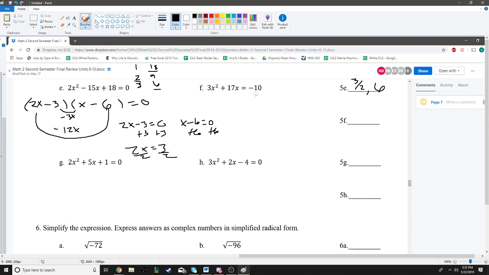For this one, it needs to be equal to 0 before you start. So we need to move this 10 over. So our new problem is now 3x squared plus 17x plus 10 equals 0.